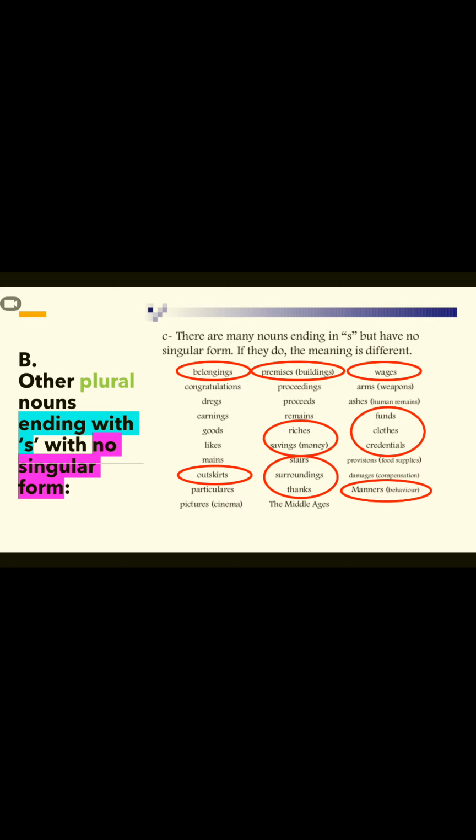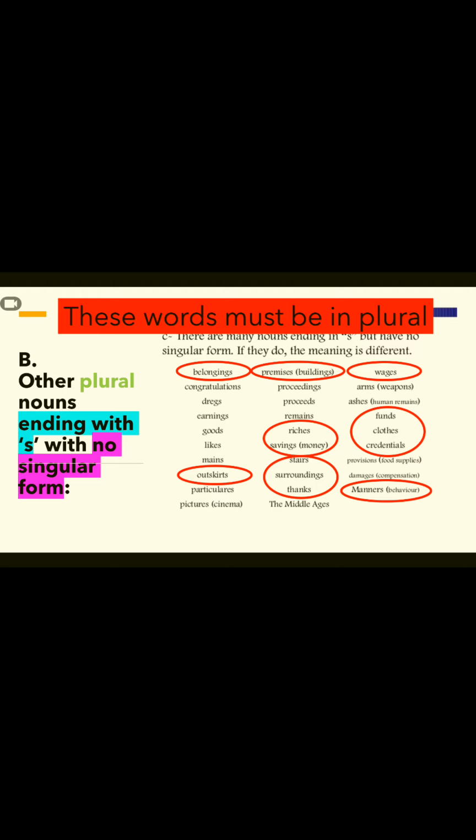These are all words ending with S, together with what we just looked at in the last slide. We have congratulations, earnings, goods, arms. Right, okay. So, final reminder, all these words must be in plural. Don't omit the S from them.